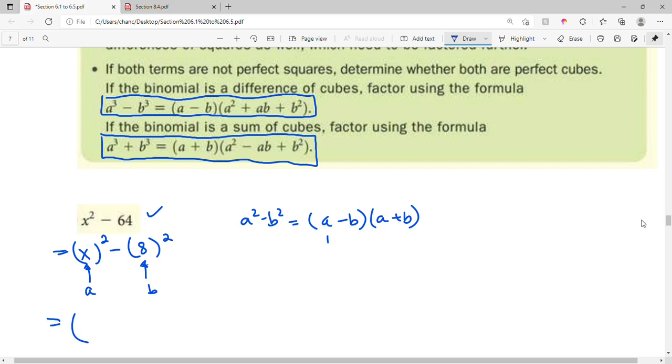The formula says a minus b. x minus 8 is a minus b. And then the formula says a plus b. Well, a is x and b is 8. And so that's the factorization for our polynomial: x minus 8 times the quantity x plus 8.